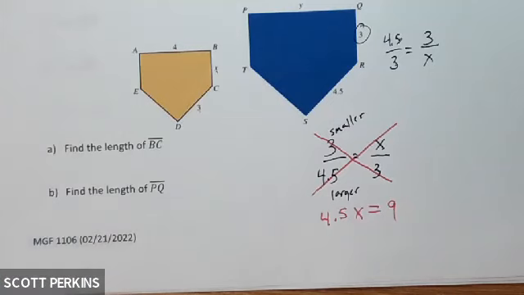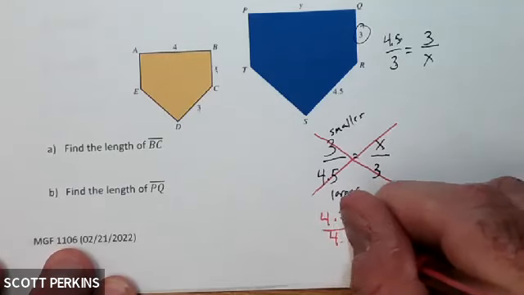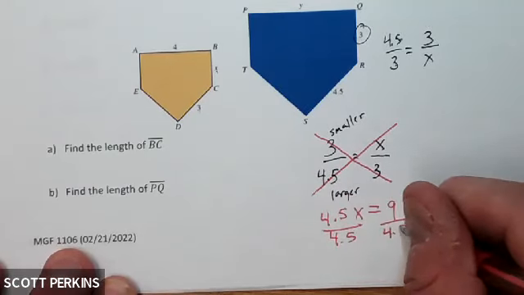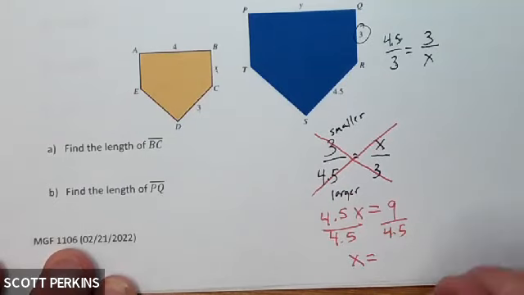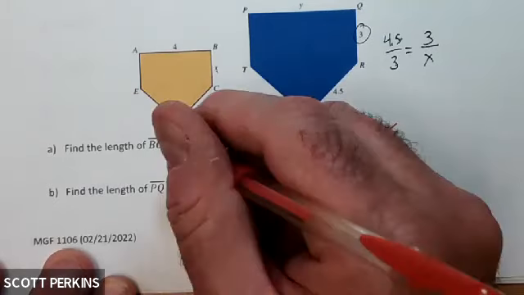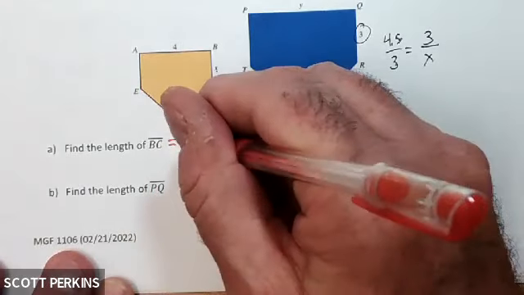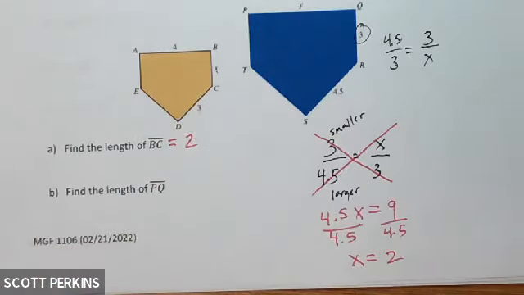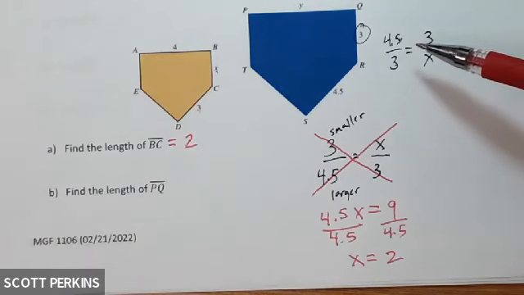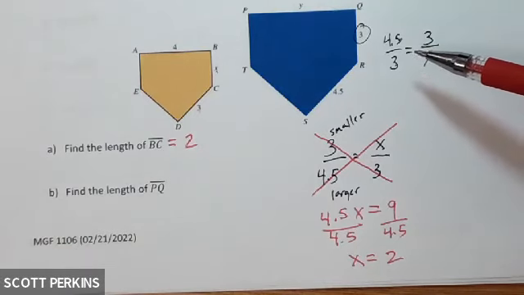And again, just reviewing, because I just want to make sure we're all feeling nice and confident. If I need to get this x by itself now, what do I need to do to both sides of this? Yeah, divide both sides by the 4.5. That's great. That's well said. And when you put that in your calculator, you get x is 2. So the length of side BC is equal to 2. That's the same thing you would have gotten if you had set up the fractions this way, no different.